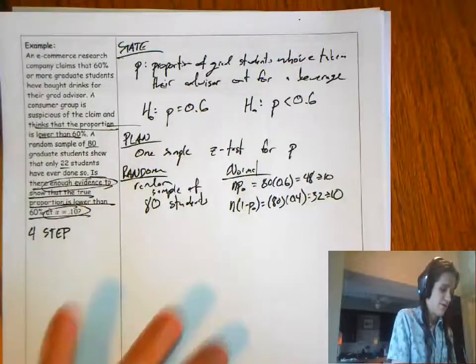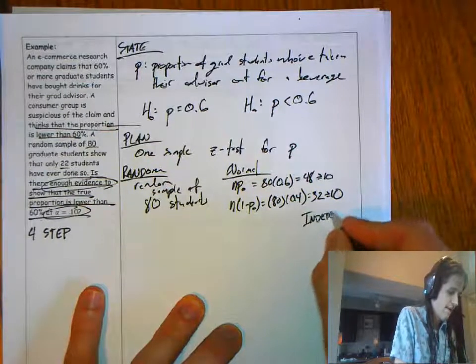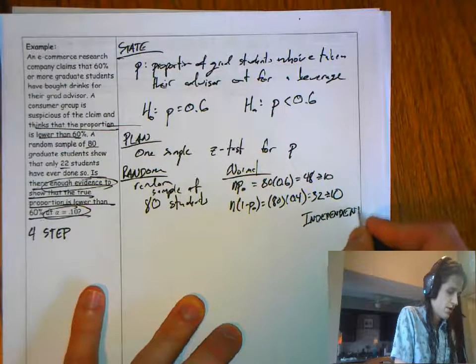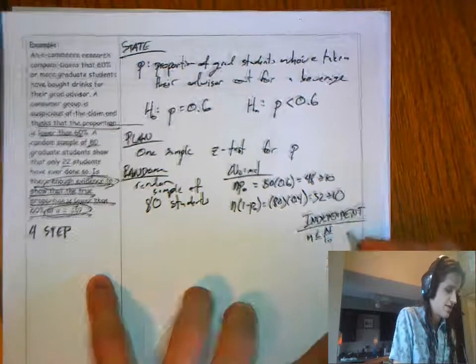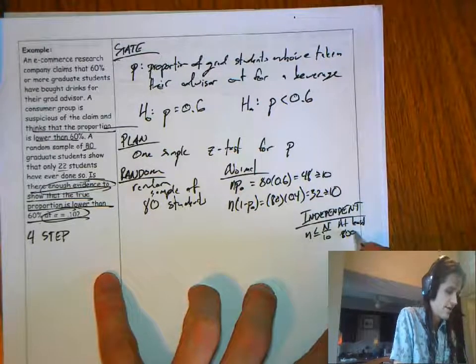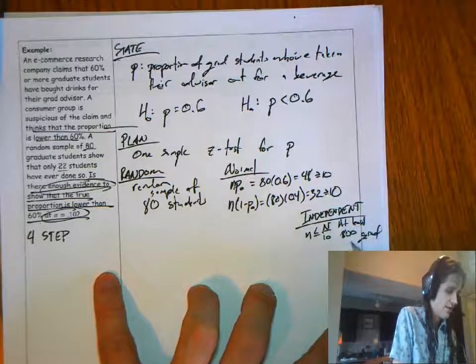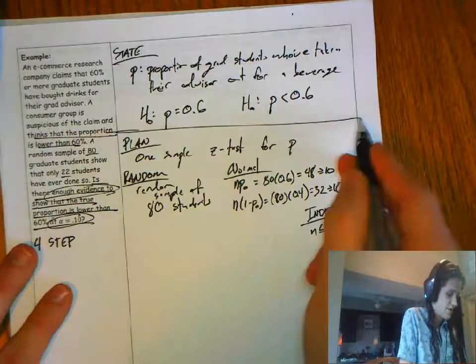I've run out of room for independence. Independent. Recall that little n has to be less than or equal to capital N over 10. So I'm just going to say here that there are at least 800 grad students.